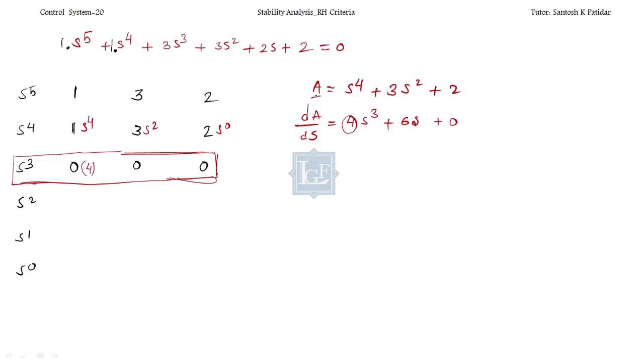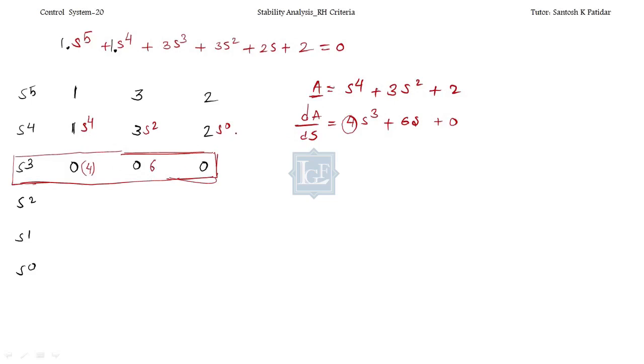When we differentiate this auxiliary equation, we get the order of the equation reduced by one from the original. The auxiliary equation order is 4 over here, but when you differentiate it, you will get s to the power 3, which means the order of this equation is 3. So the coefficient of this is nothing but 4. Over here I'll write 6. So this is the process of how to solve this row of 0 condition.